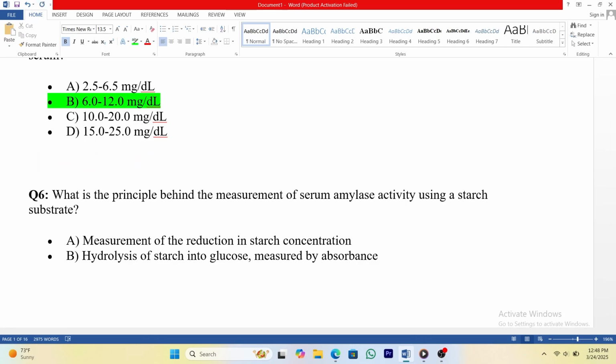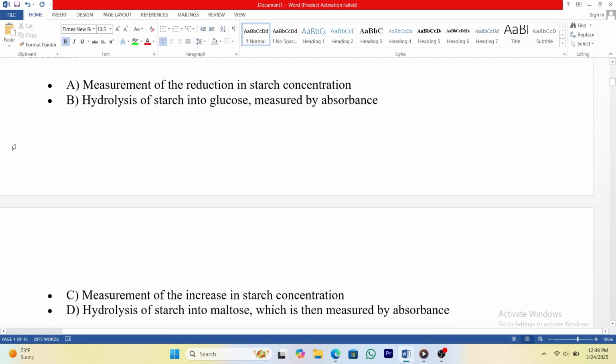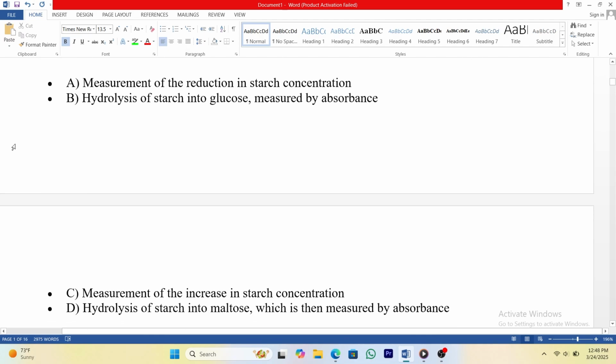A. Measurement of the reduction in starch concentration. B. Hydrolysis of starch into glucose, measured by absorbance. C. Measurement of the increase in starch concentration. D. Hydrolysis of starch into maltose, which is then measured by absorbance. Answer, B. 7. What is the normal value range for serum amylase activity?